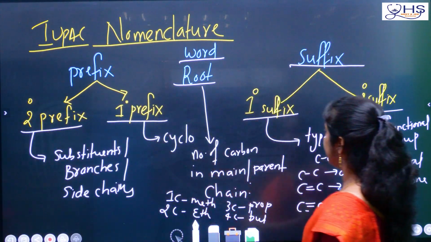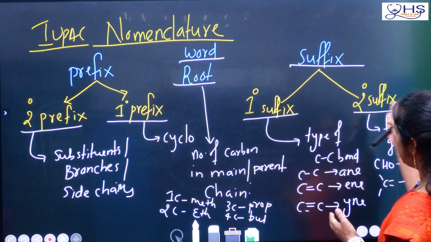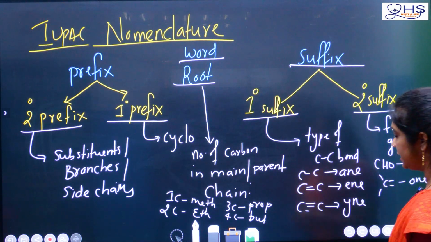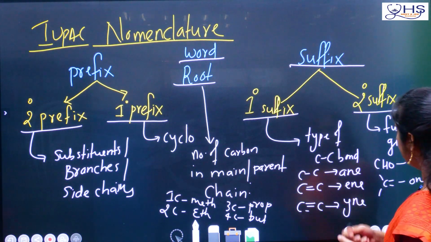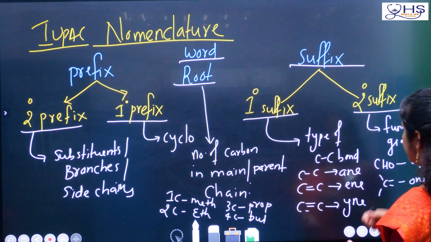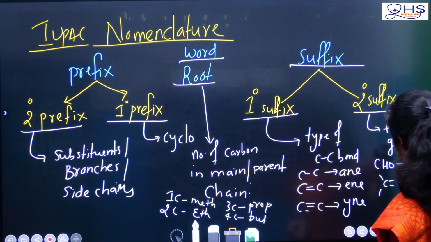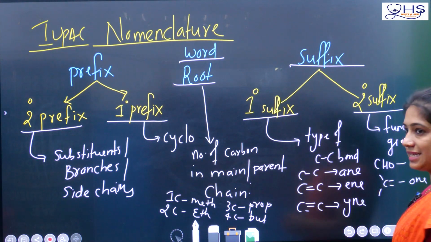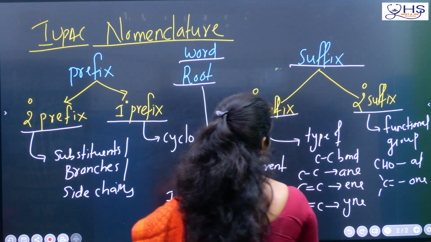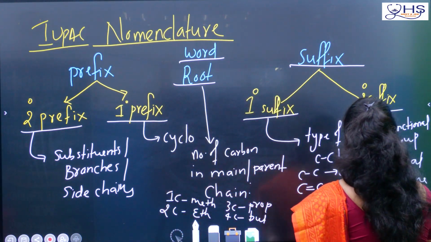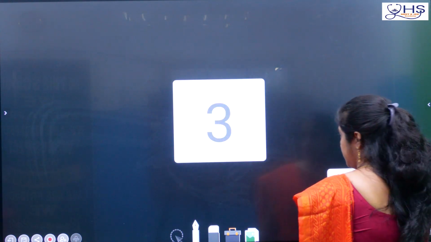Primary suffix and secondary suffix will be written last. Primary suffix indicates the type of carbon-carbon bond, which was already explained, and secondary suffix indicates the functional group. So in aldehyde we will use the secondary suffix al, and for ketone we will use one. So let's go to the question session.